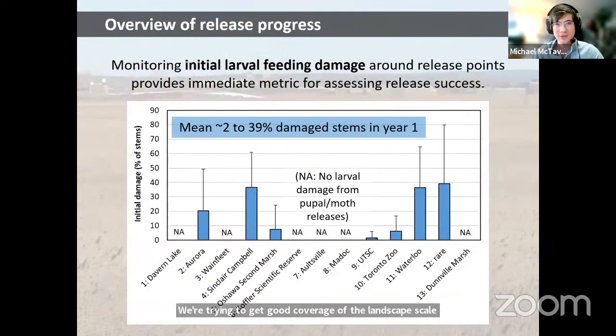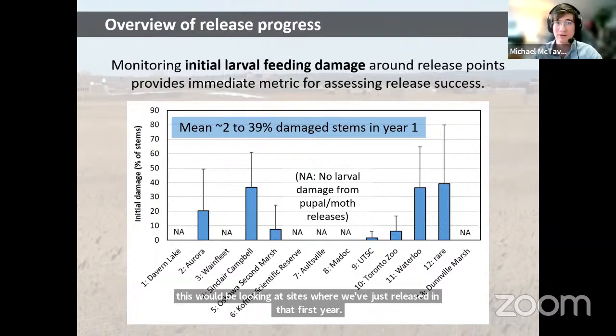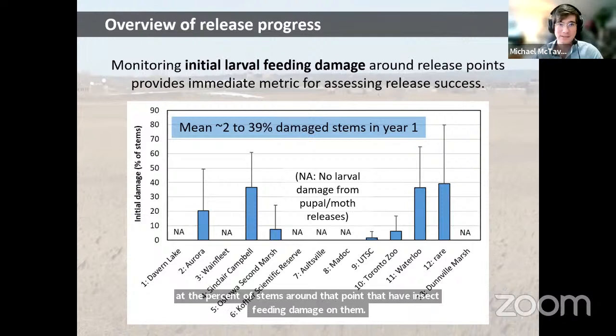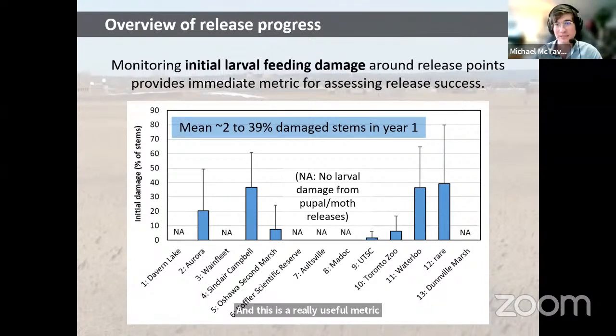If we look at that initial larval feeding damage, this would be looking at sites where we've just released in that first year, immediately around that release point, and we're looking at the percent of stems around that point that have insect feeding damage on them. This is a really useful metric for assessing release success and giving us an indication of how that population is going to do longer term.